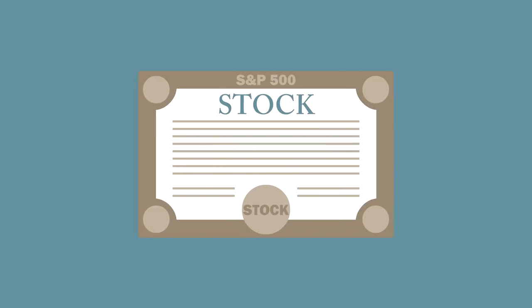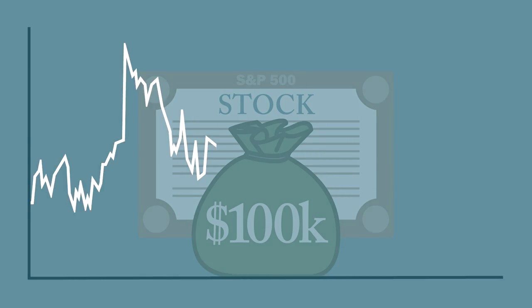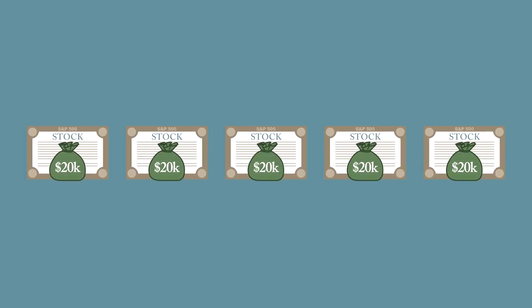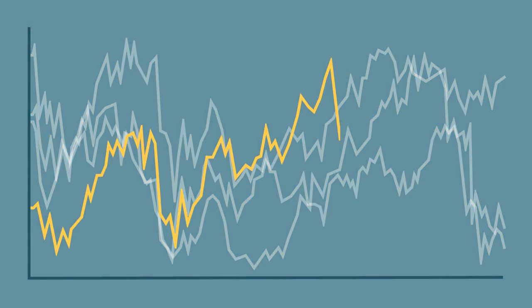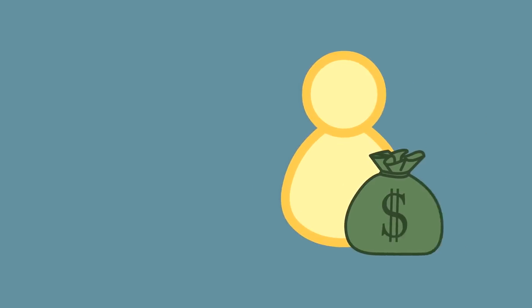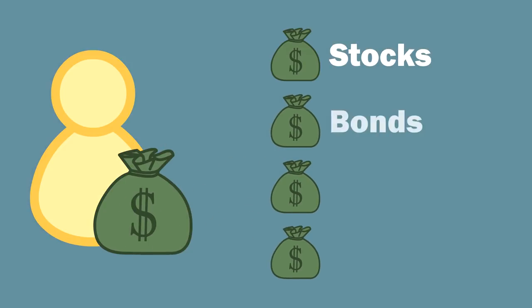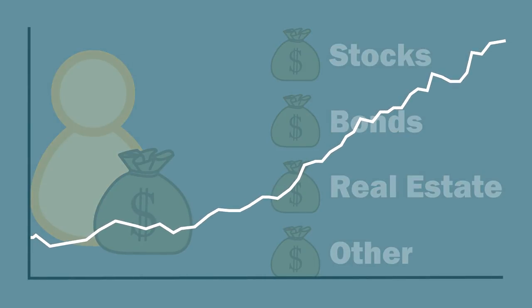If we were to select just one of those stocks and invest $100,000, the ups and downs in our portfolio would be pretty severe. However, if we invested equally in 5 stocks or 30 stocks, the ups and downs are significantly reduced. Because the stocks have different ups and downs, combining them into one portfolio helps to smooth out the ride. If investors diversify their portfolios across different asset classes, namely stocks, bonds, real estate, etc., the volatility decreases even more.